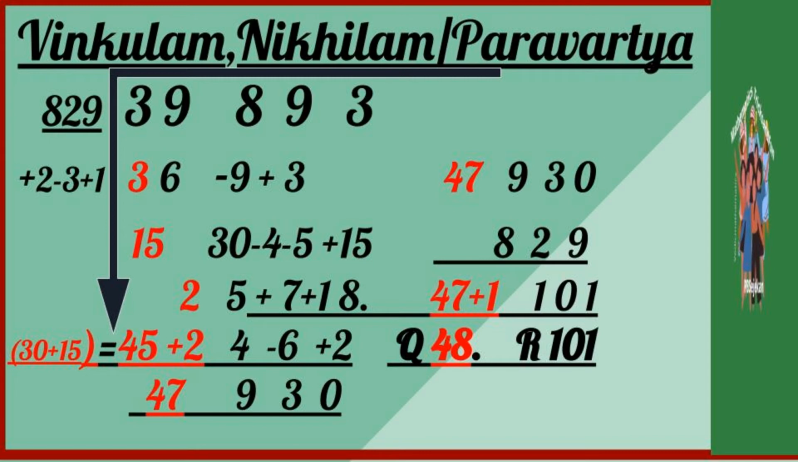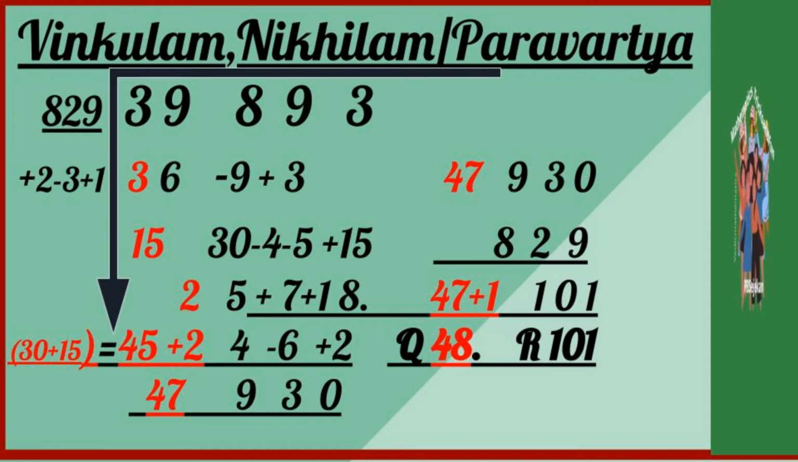For Paravartya and Vinculam, 829's Vinculam is 10 minus 2 is 8, 30 minus 1 is 29. So Vinculam is 1 minus 2 plus 3 minus 1 and Paravartya is plus 2 minus 3 plus 1. Now let us start dividing. Bring down 3. 3 into 2 minus 3, 1 gives 6 minus 9 plus 3.